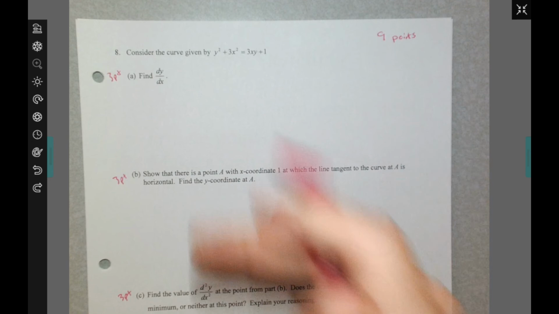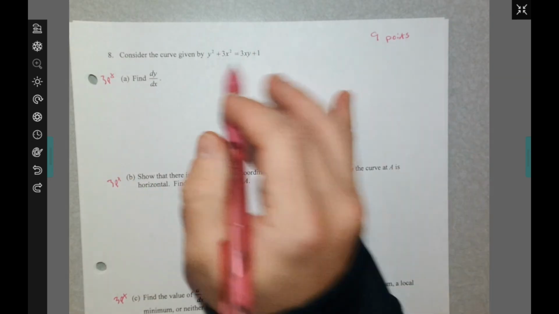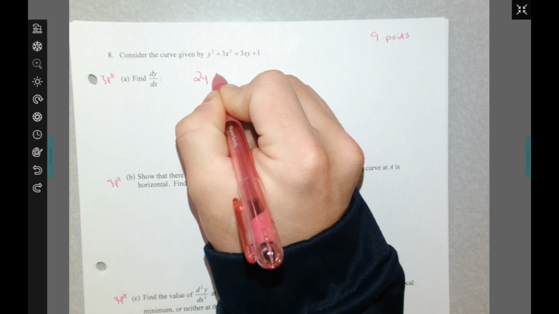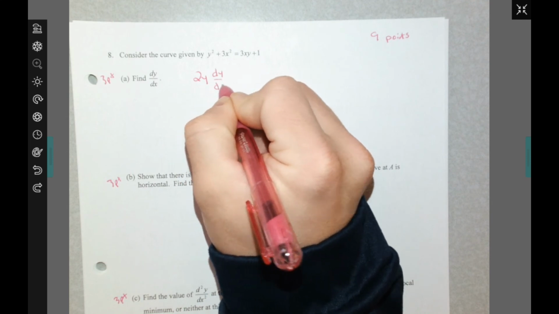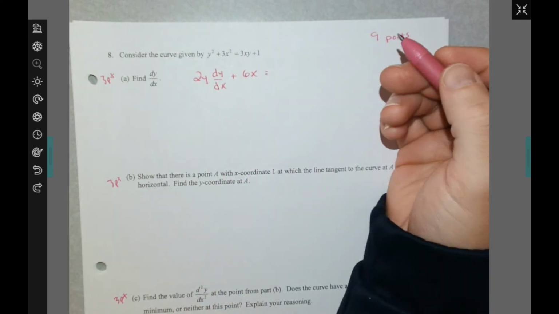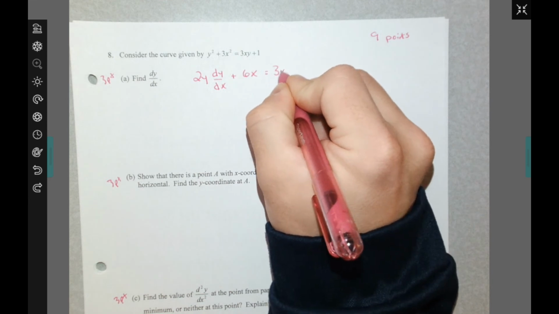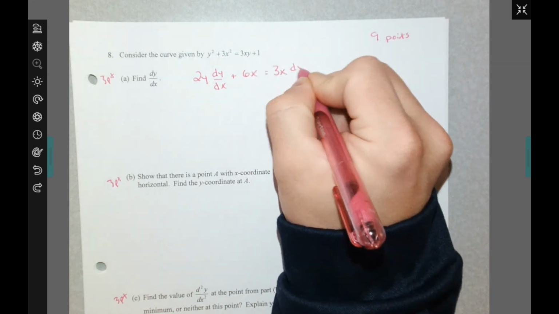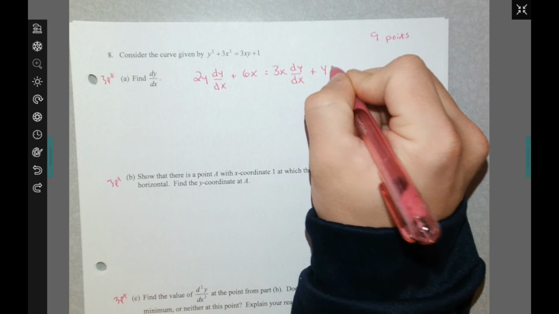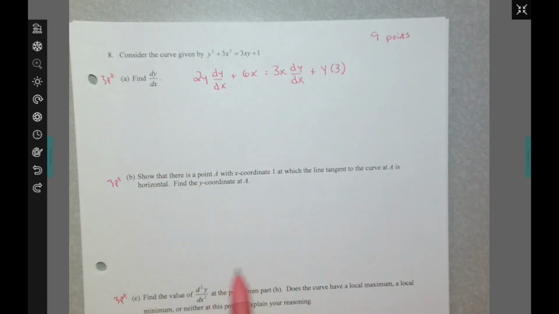So for A, I want you to find dy/dx. That goes back to prior weeks. We're just taking the derivative. So doing the derivative of this, you're going to end up with 2y times dy/dx plus 6x equals, we've got a product rule now. I have my first, 3x, times the derivative of the second, dy/dx, plus the second, y, times 3. The derivative of 1 is 0, so it's gone.